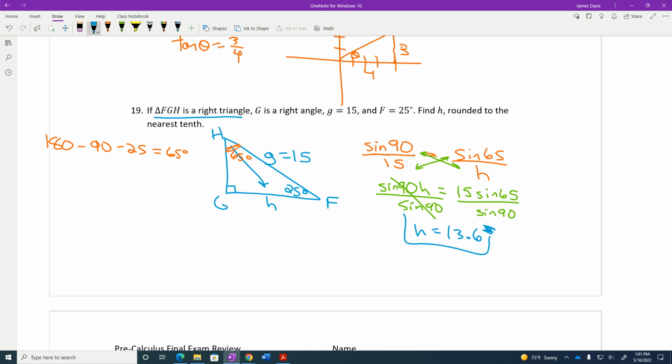You always want to make sure it seems reasonable. So a thing to remember is bigger sides are always opposite bigger angles. So big G is the biggest angle, and it's 15. Little h being 13.6. Well, that seems reasonable, right? It's less than. And 65 is kind of proportional to 90, so that seems reasonable. So make sure that's not bigger than G, because then you'd have an issue.